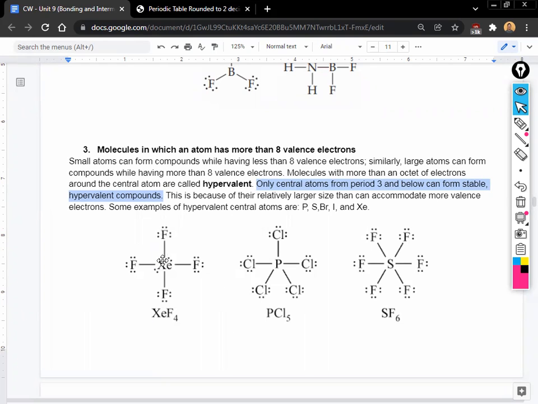Okay, so we have some examples here. So if we take a look at XeF4, Xe has how many is that? 10 valence electrons in the middle. Phosphorus also has 10. Oh, sorry, this is 12, 10, and we have 12 here again. Okay, so the point is, sometimes when an atom is super big, it can hold more than 8 valence electrons. Okay. Any questions about that?